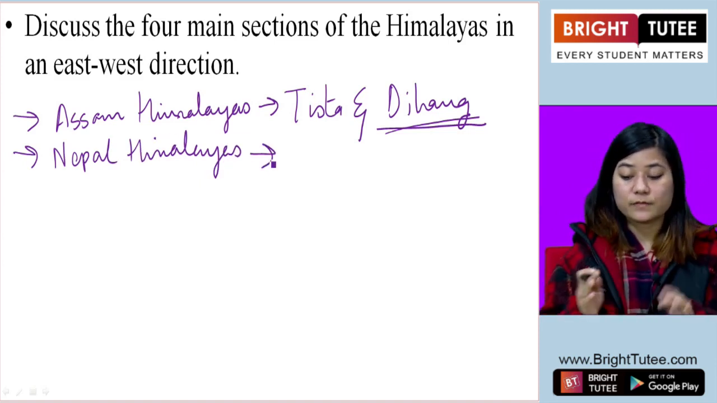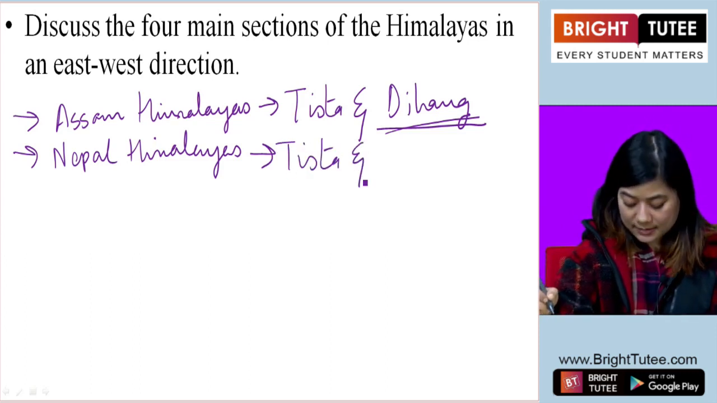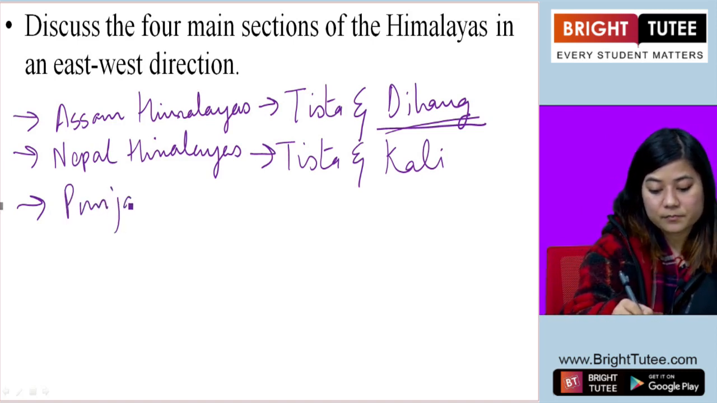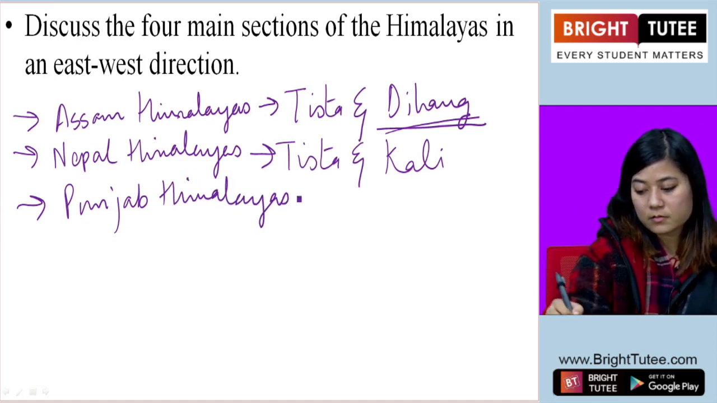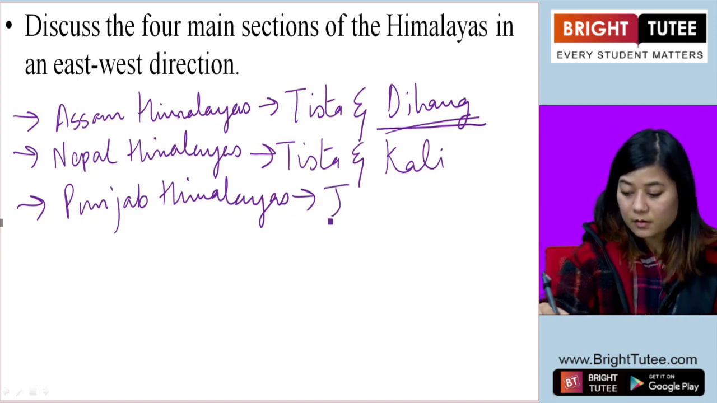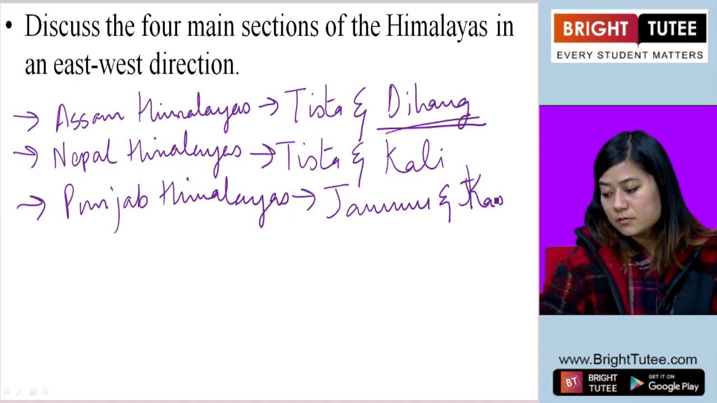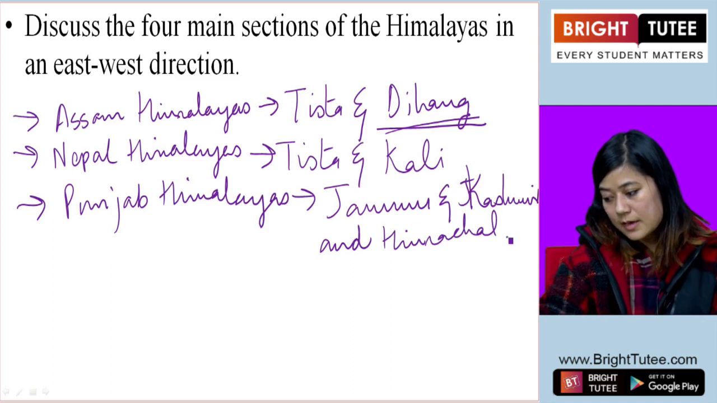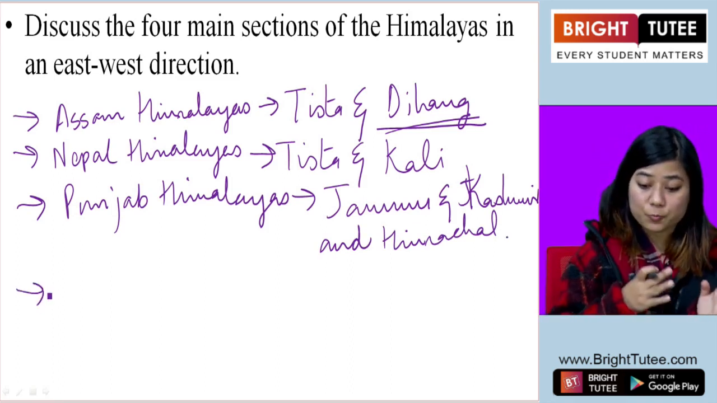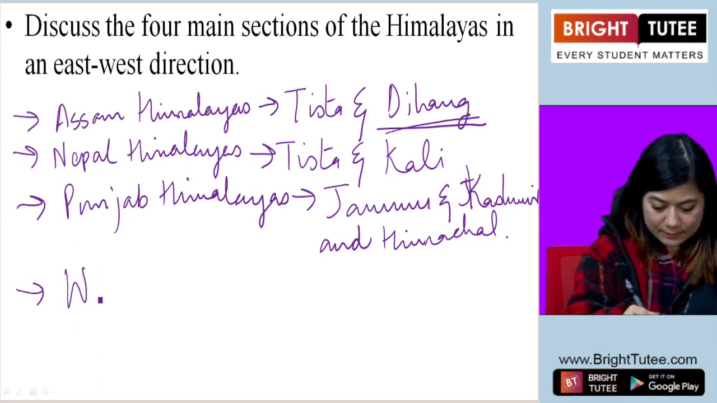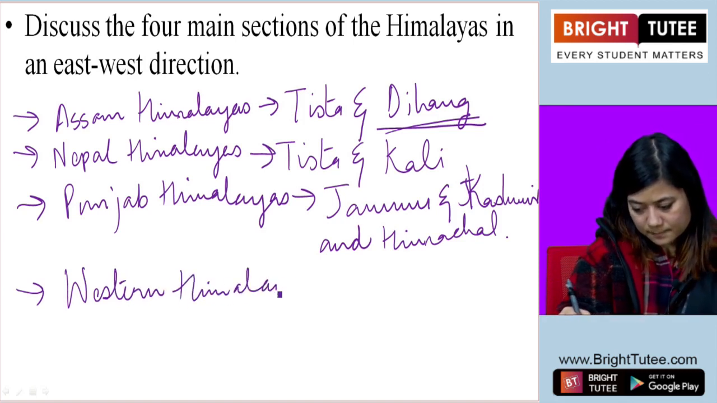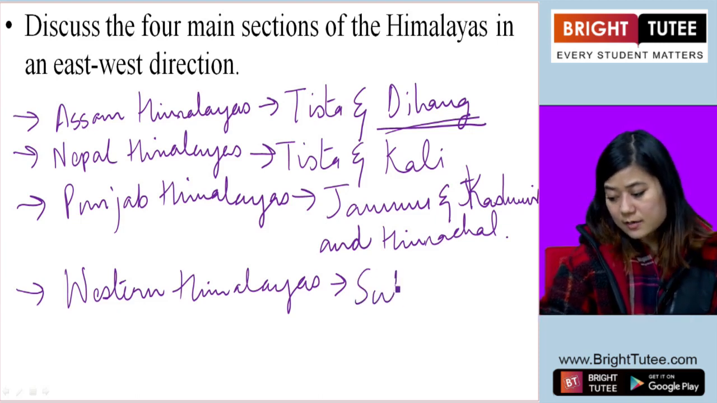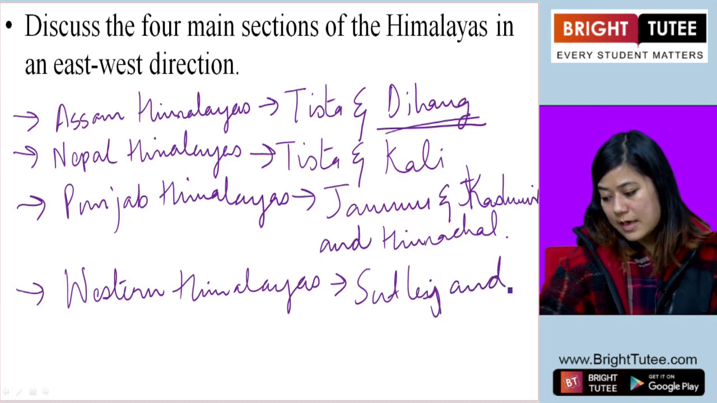Now this portion of the Himalayan range is bounded by the river Tista and Kali. The third one is the Punjab Himalayas. And this one is bounded by Jammu and Kashmir and Himachal. And finally, the Himalayas in the farthest west of the entire range is the Western Himalayas. And this portion of the Himalayan range is bounded by another two important rivers, which are Satluj and Indus.